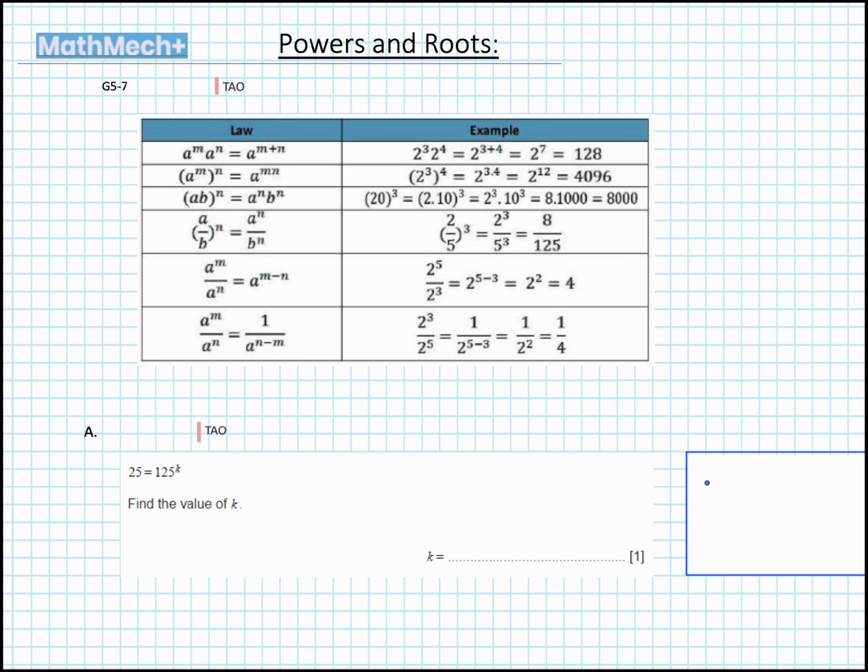With this particular set of numbers, we can write 25 as 5 squared and 125 as 5 cubed times k. And really just from there, we have the same base, 5 and 5, so we can make 2 equal to 3k. And our answer is k is equal to 2 over 3.